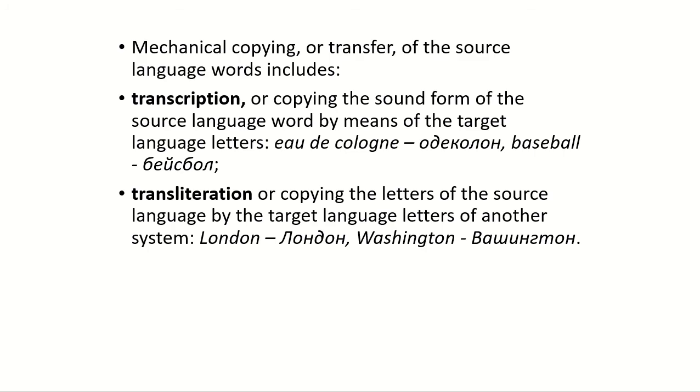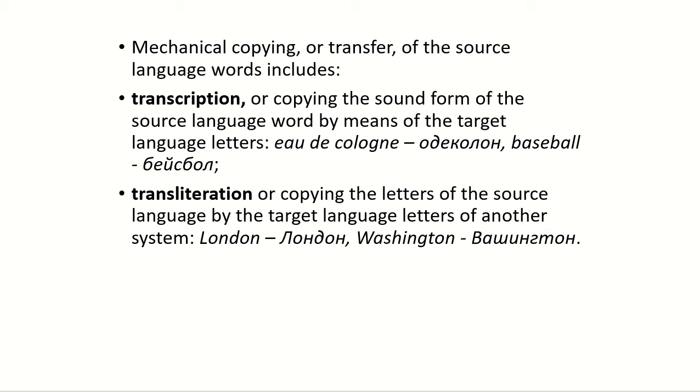So the main types of translation techniques are mechanical copying and transformations. Mechanical copying or transfer of the source language words includes some methods. They are transcription, which means copying the sound form of the source language word by means of the target language letters. For example, eau de cologne is translated like eau de cologne into Russian. Baseball is also an example of transcription.